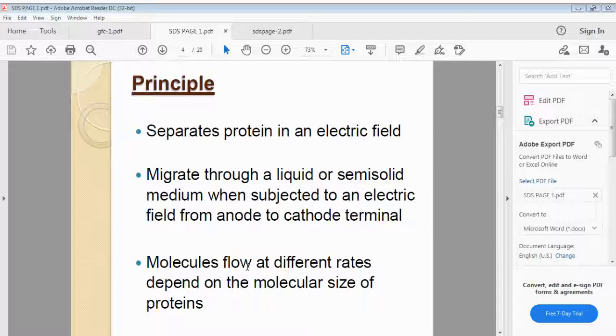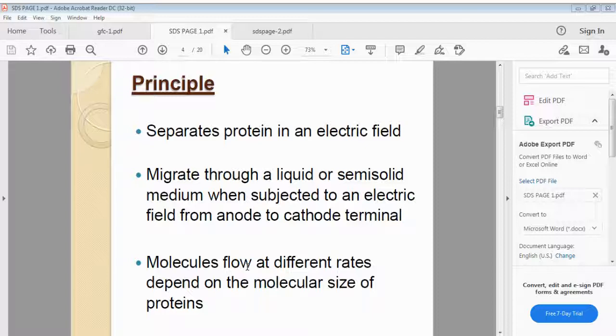So when charged molecules are allowed to migrate or travel in this electric field, how are they allowed to travel? The protein molecules or the charged molecules will be allowed to travel in a gel, in a medium. Okay, so they will be attracted towards the oppositely charged electrode. Suppose positively charged cation will migrate towards the cathode, negatively charged anion will migrate towards the anode. Okay, this is how it is.